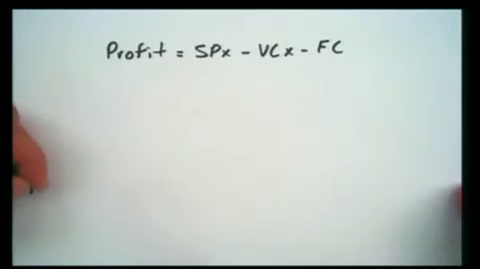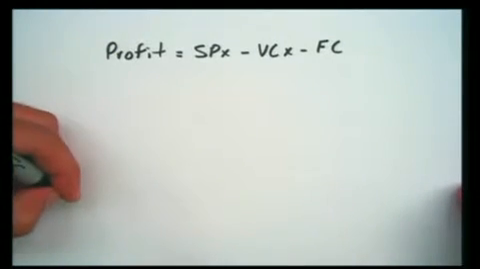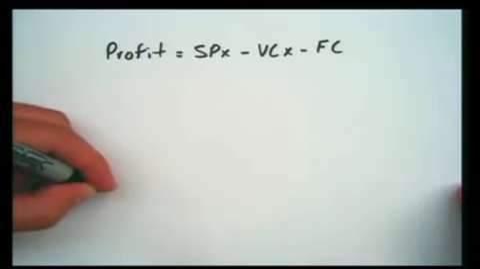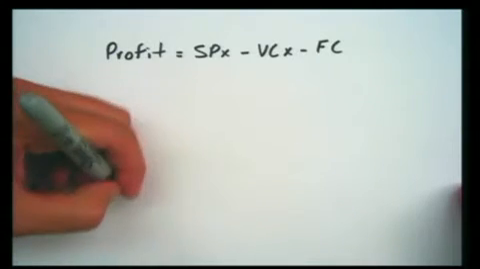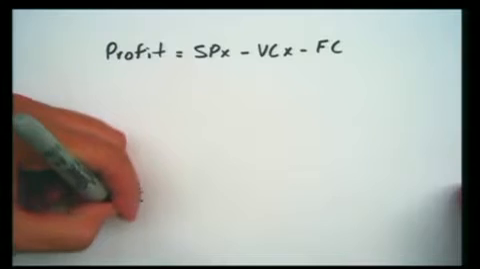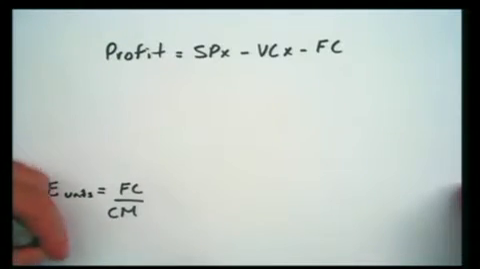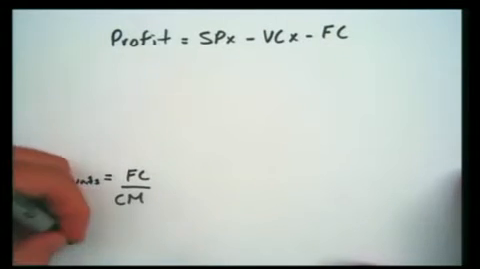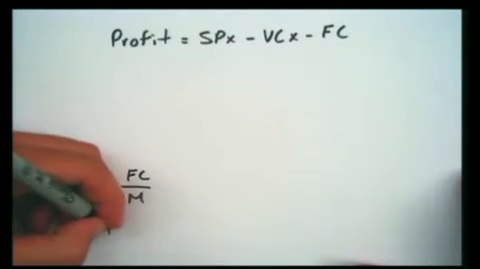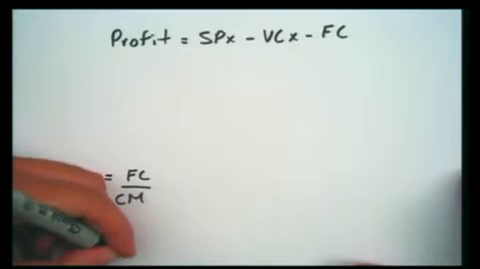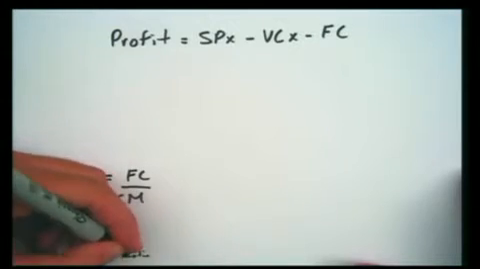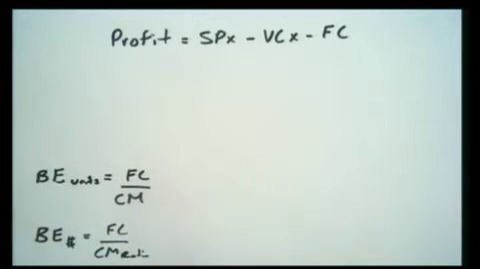If you want to get break-even point in units, break-even point in number of units is what? Fixed cost over contribution margin per unit, okay? On the other hand, break-even in dollars is fixed costs over CM ratio. Okay, it says ratio down there. So, break-even in number of units is fixed costs over contribution margin per unit. Break-even in number of dollars is fixed costs over CM ratio.